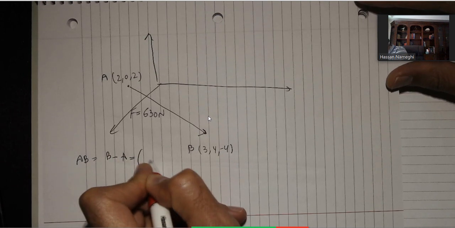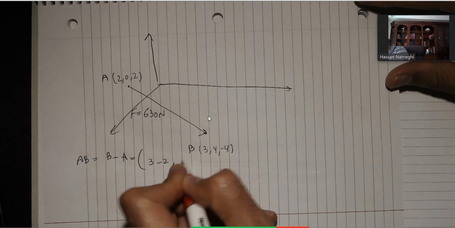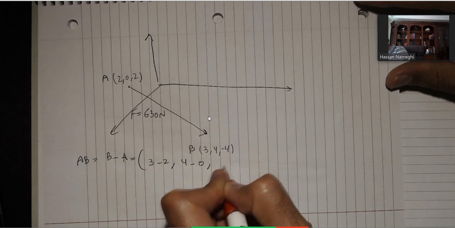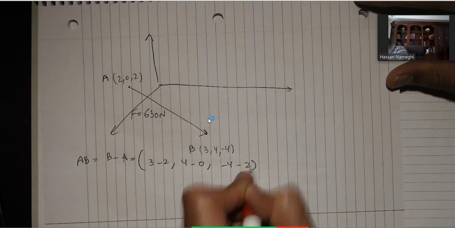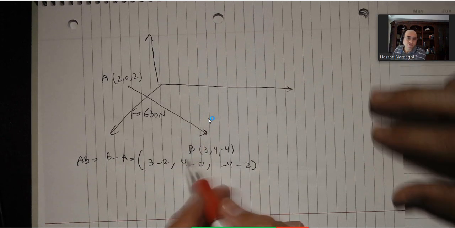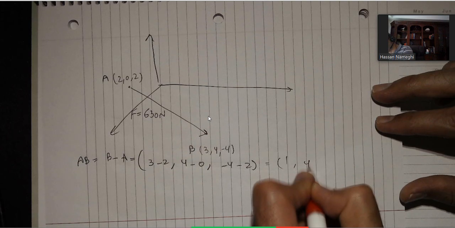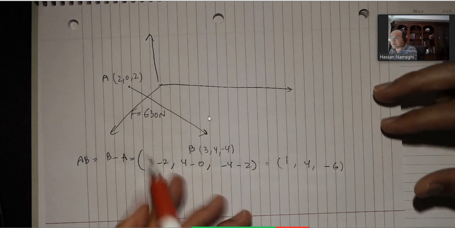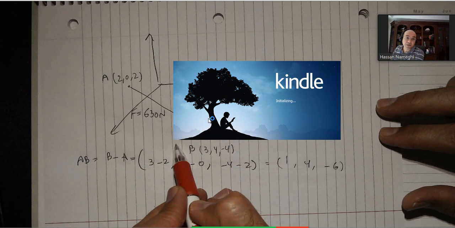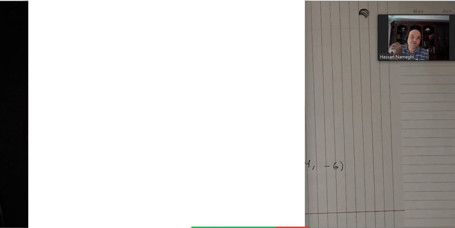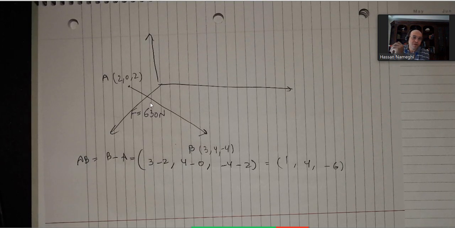And B minus A is 3 minus 2 for the first one, 4 minus 0 for the second one, and minus 4 minus 2 for the third one. So if I calculate this, I'm going to get 1, 4, and minus 6. Meaning that if you go from point A to point B, you go 1 on the X, 4 on the Y, and then minus 6 on the Z.